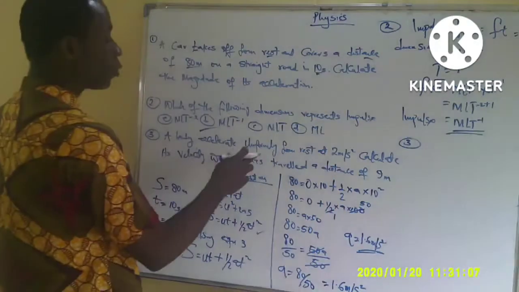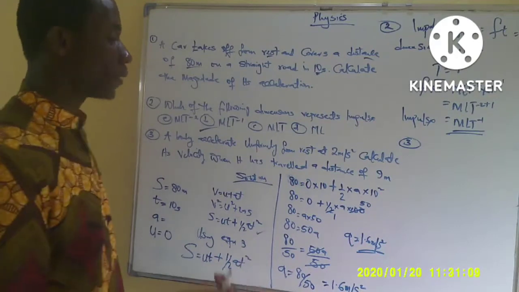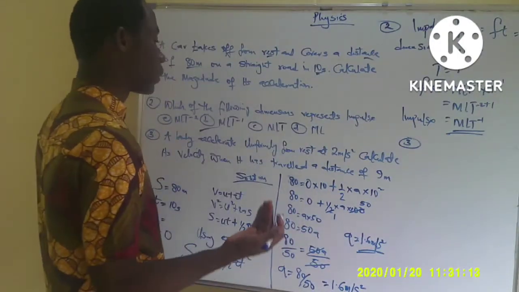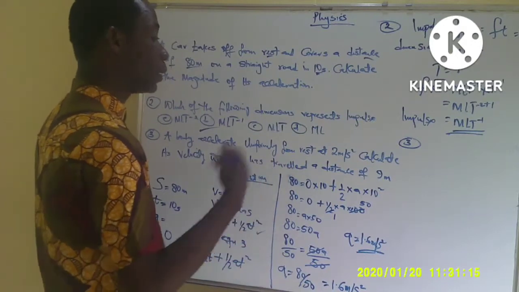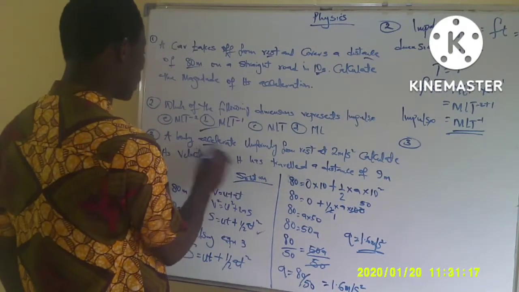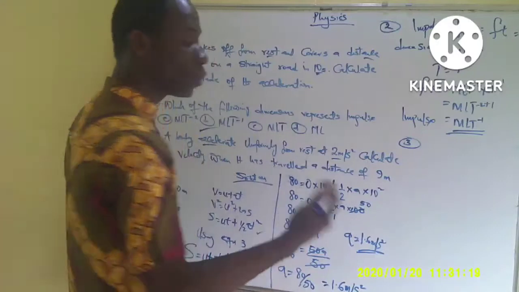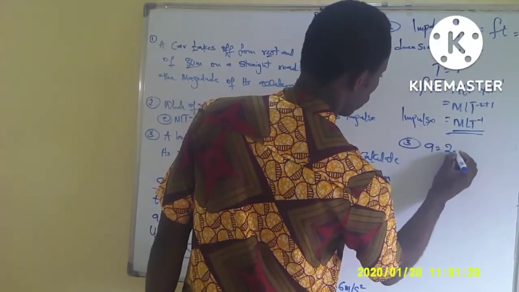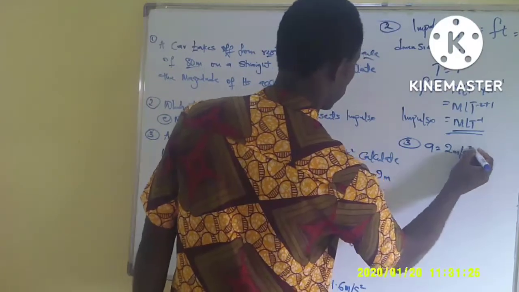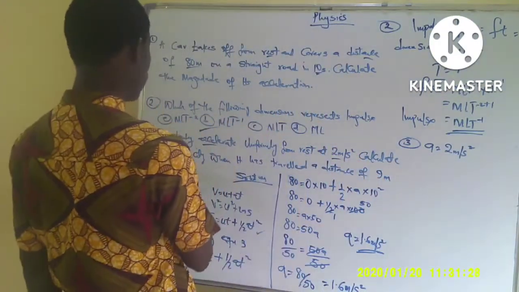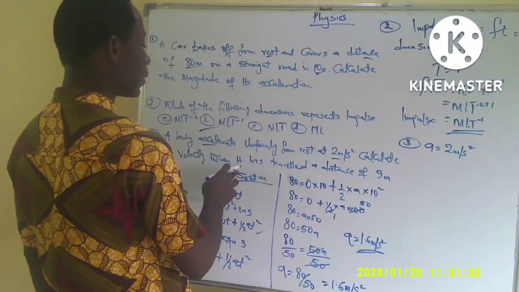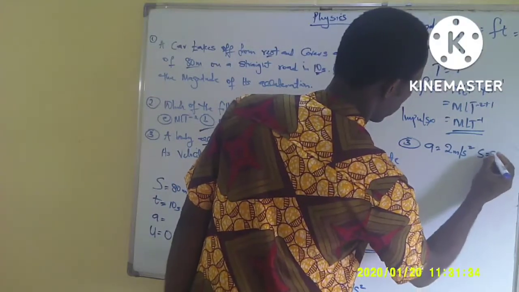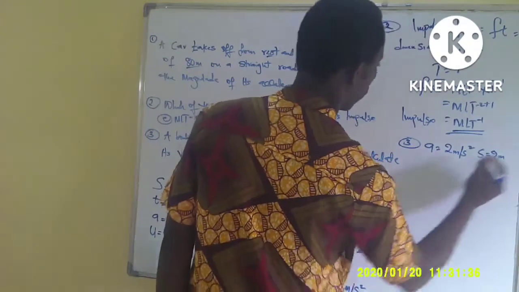A body accelerates uniformly from rest at 2 meters per second squared. They didn't indicate the distance. They just made it known to us that this is the acceleration, and the acceleration at which the body starts from rest is 2 meters per second squared. So a is equal to 2 meters per second squared. Now calculate its velocity when it has traveled a distance of 9 meters. They gave us x, 9 meters.